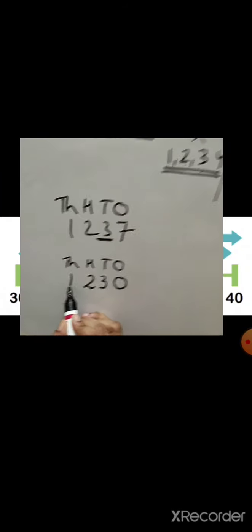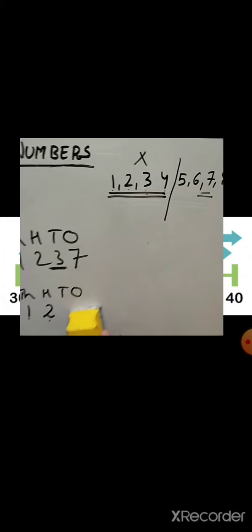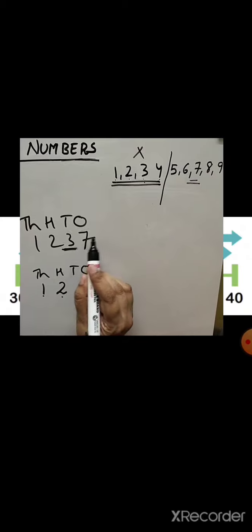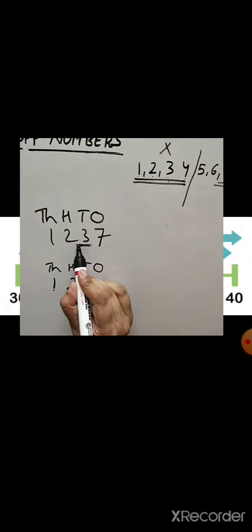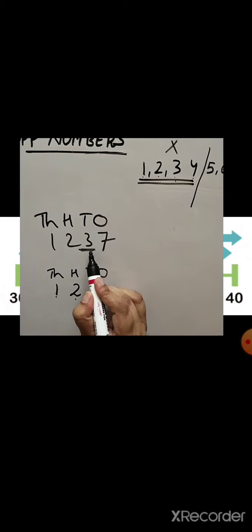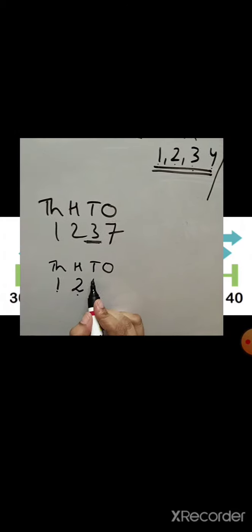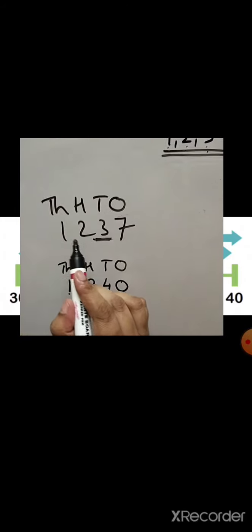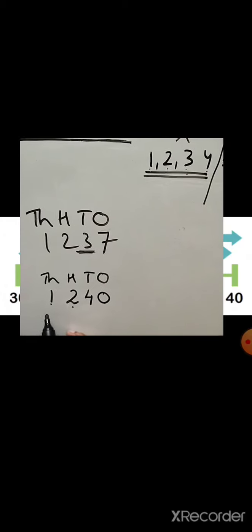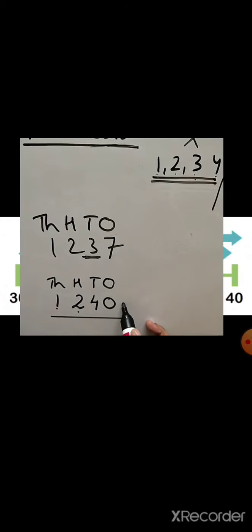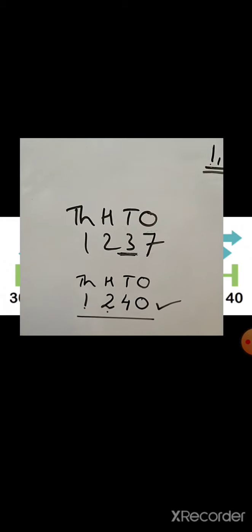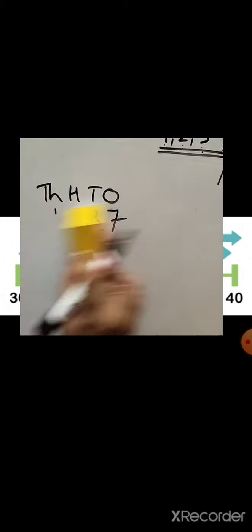1000 will remain 1000, 200 will remain 200, but this part will change. Here 7 is there, which is more than 5, so 10's position will increase by 1. So 3 will become 4 and 1's place will become 0. So 1237 became 1240 after rounding. You understood? Let us solve some more examples.